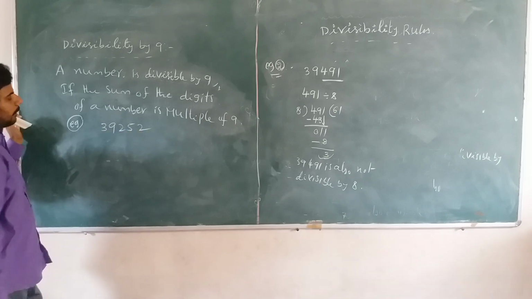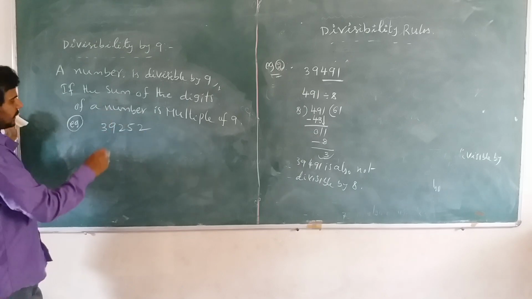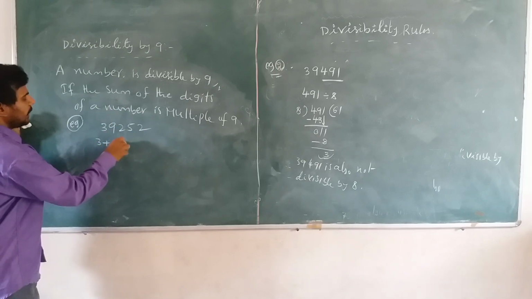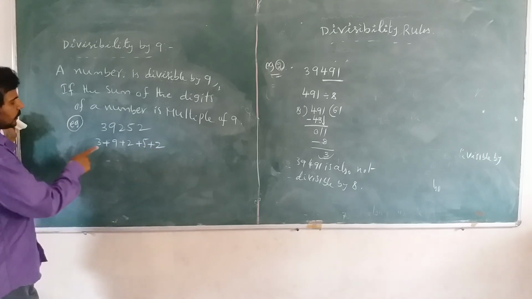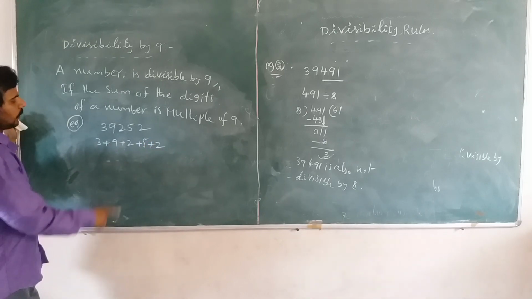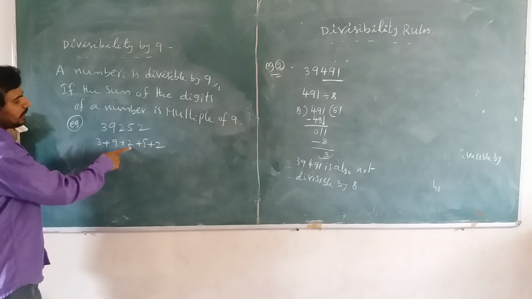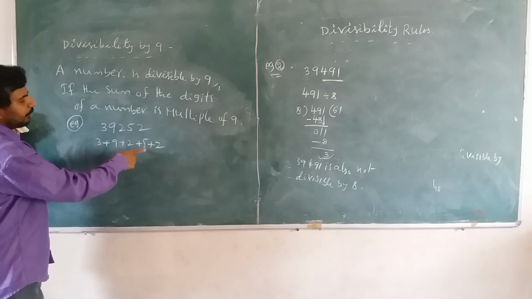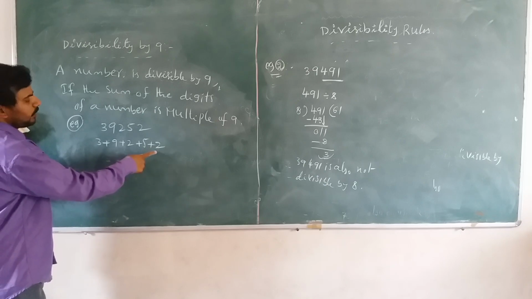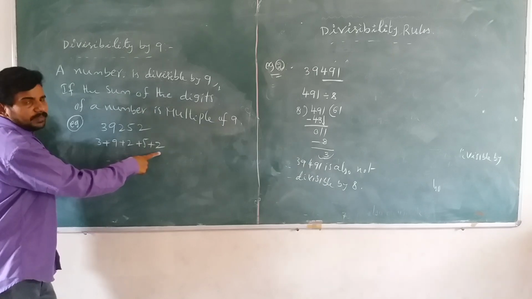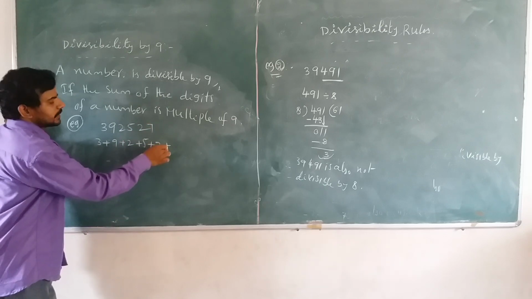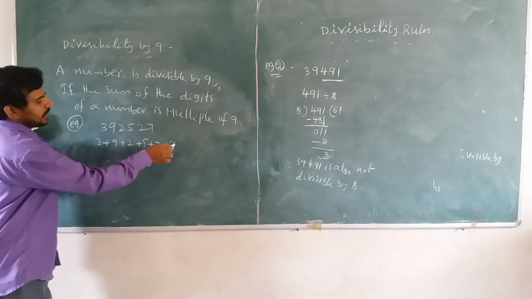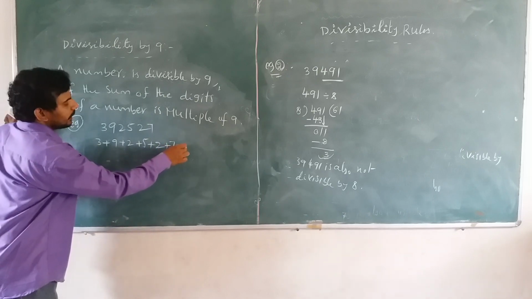39,252, a 5-digit number. So the sum of the digits: 3 plus 9 plus 2 plus 5 plus 2. So 3 plus 9 is 12. 12 plus 2, how much, children? 14. 14 plus 5 is 19. 19 plus 2, how much, children? 21. Here 7 is also there, plus 7. So 21 plus 7, how much, children? 28.